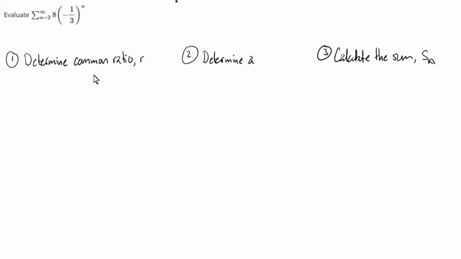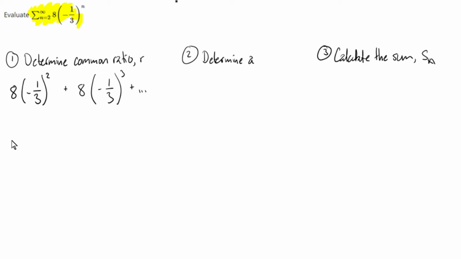So for the common ratio, to determine that, we're going to expand the following expression so that we have the first 2 terms, because we're going to end up dividing those. So we can write this as 8 times (negative 1/3) to the power of n, where n starts at 2, plus 8 times (negative 1/3) to the power of 3. Those will be the first 2 terms in this sequence, and it continues to infinity.